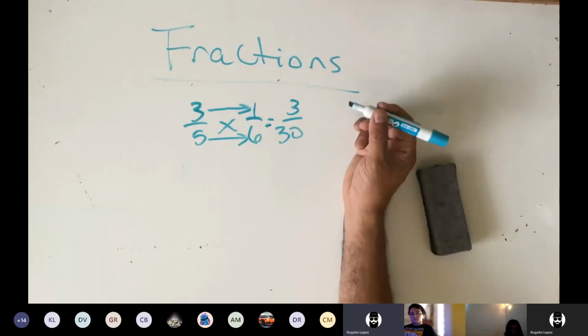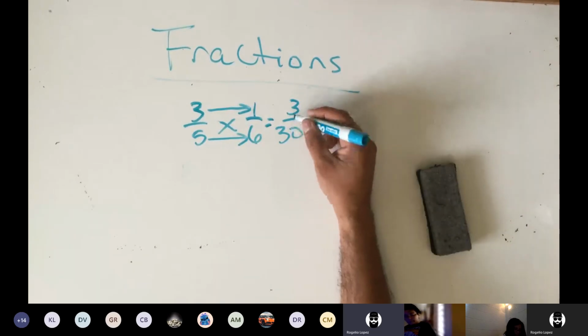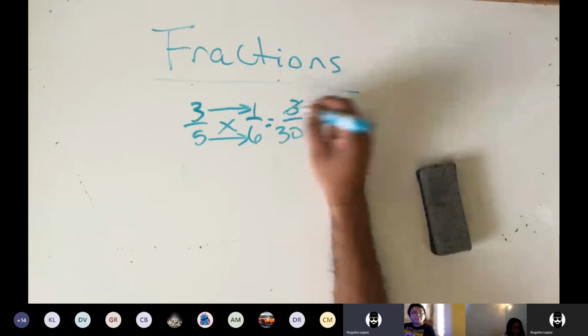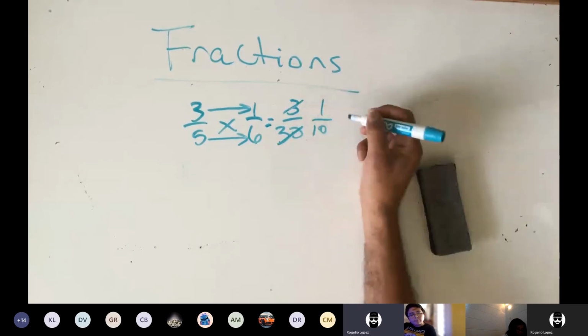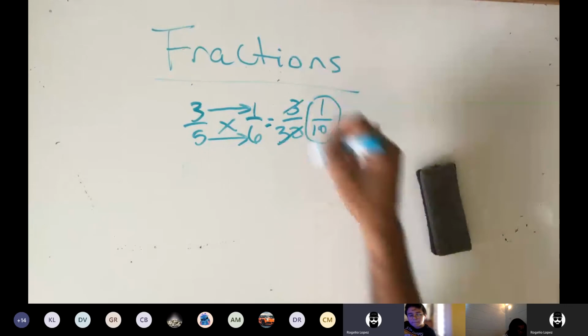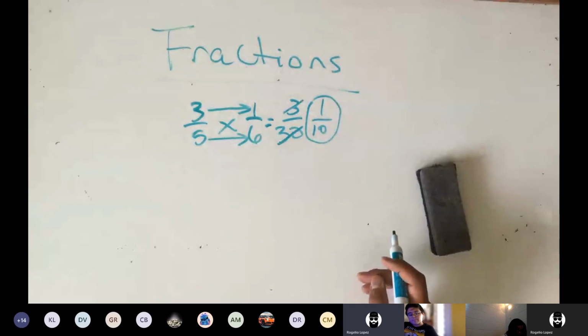It's just not in simplest form. And this one, I can fit 3 into both of them. Up here, I can fit it once. And down there, I can fit it 10 times. So I get 1/10 as my answer.